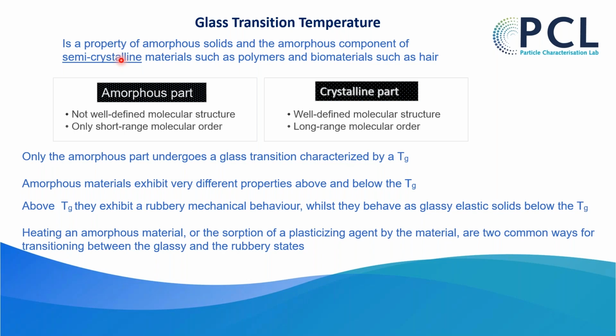Amorphous materials exhibit very different properties above and below the Tg. Above the Tg, they're soft, rubbery materials with very high dielectric constants, whereas below the Tg, they're glassy solids with much lower dielectric constants. So they're rubbery mechanically above and glassy solids below.